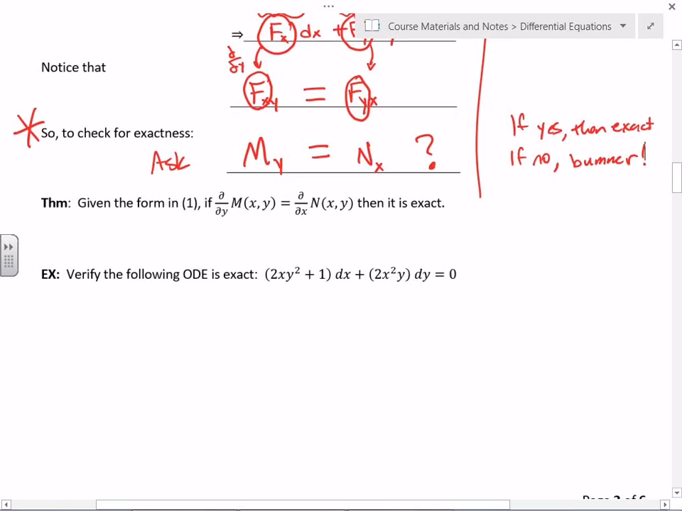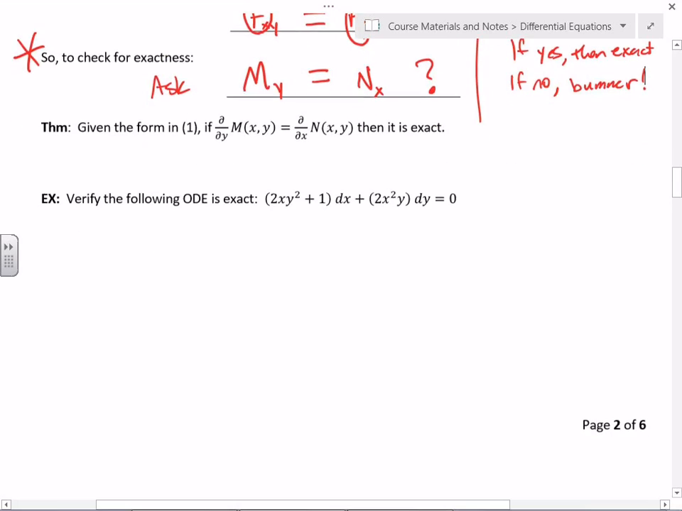Okay. So once it's exact, the question becomes, how do we find the f? Before we even do that, let's verify that one is exact, okay? I've given you one that's already in differential form. Let's check if it's exact. Okay, so what's your m? 2x. And your n? So what's m sub y?